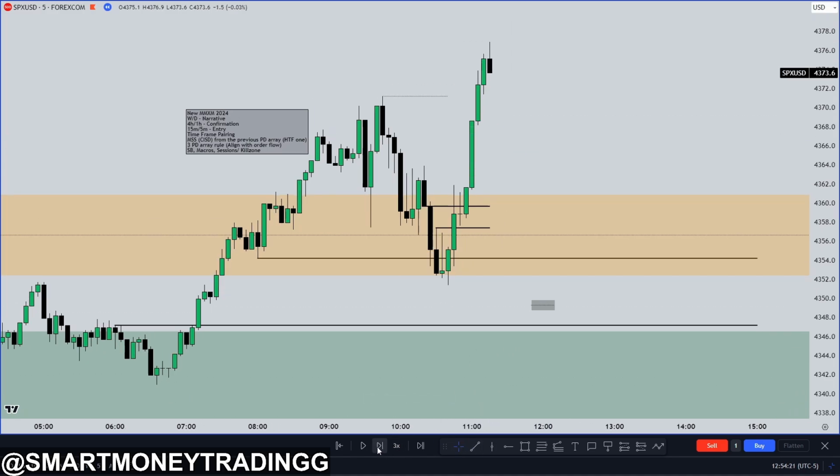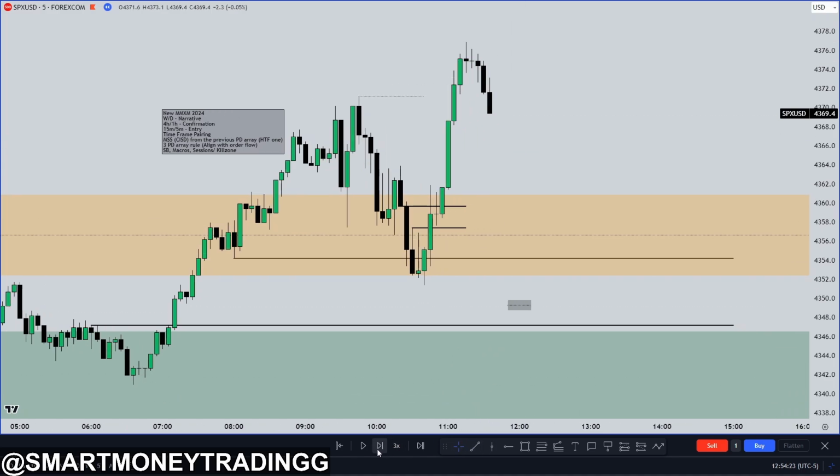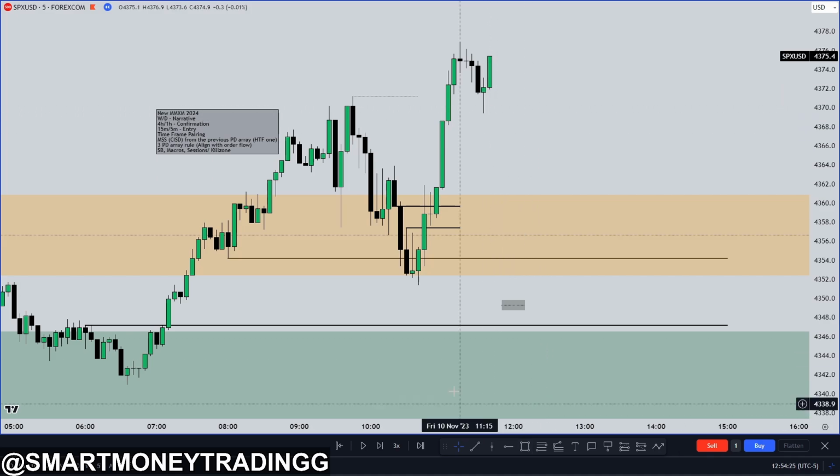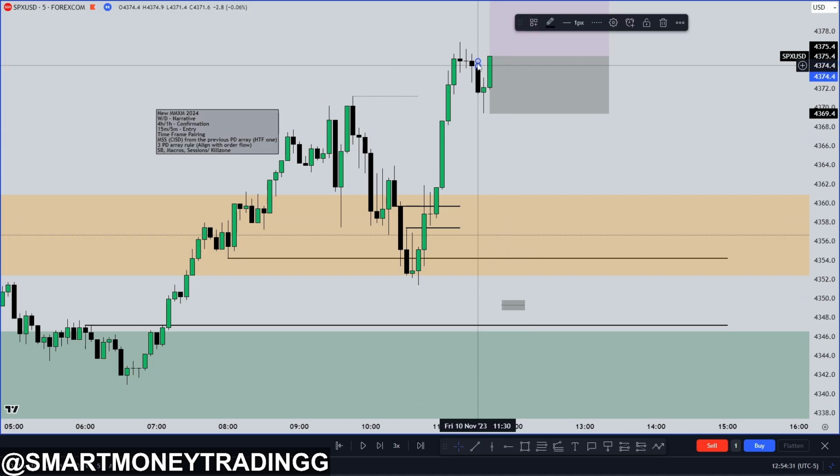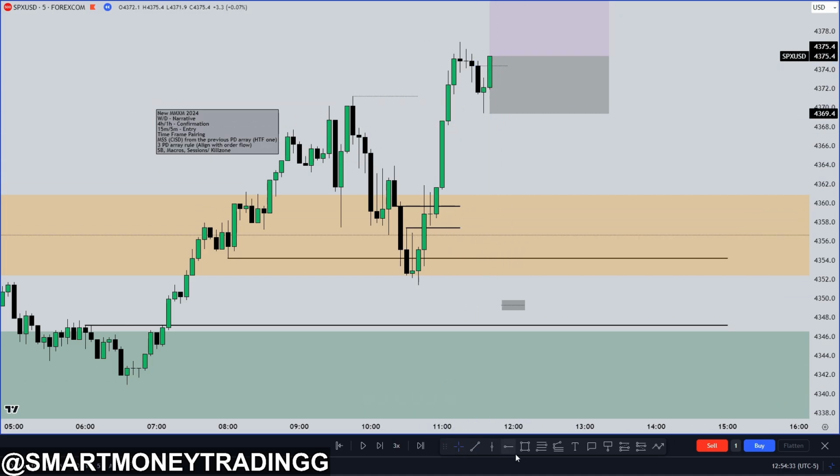Now what we're going to look for is a simple retracement. And we get that now. And then we have a switch. So right here, I would take the trade idea. Main reason why is because we already closed above this right here. We respected this PD array.